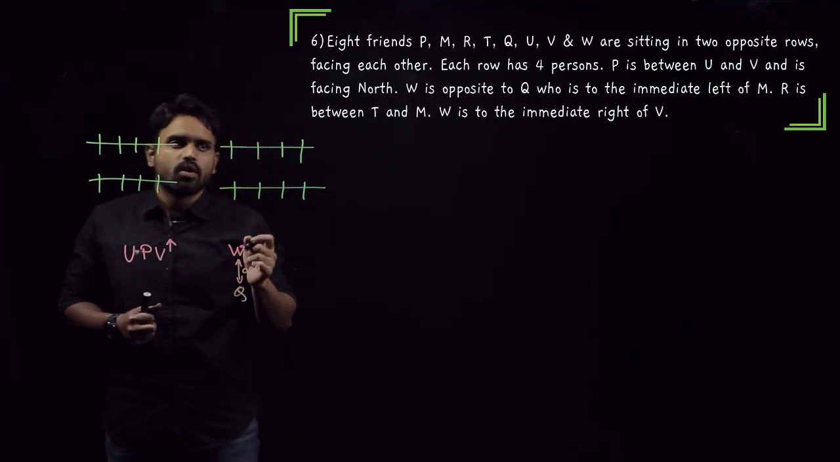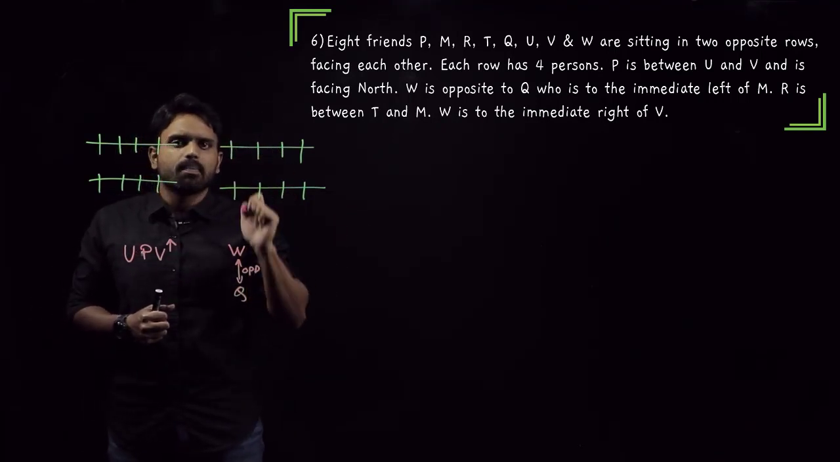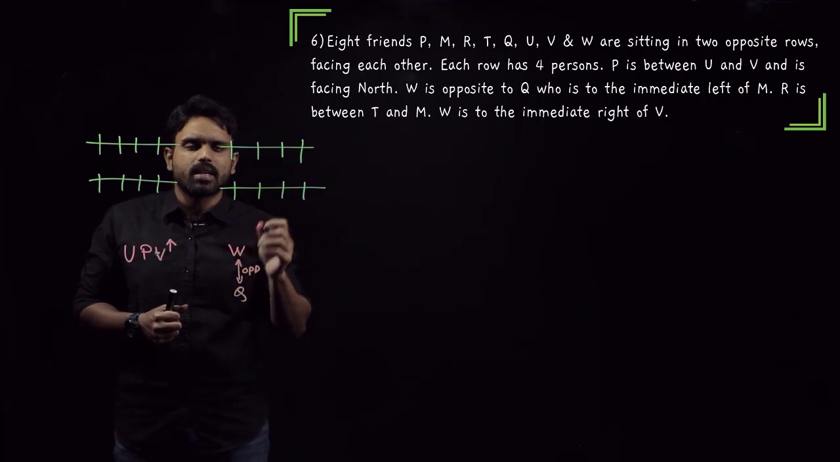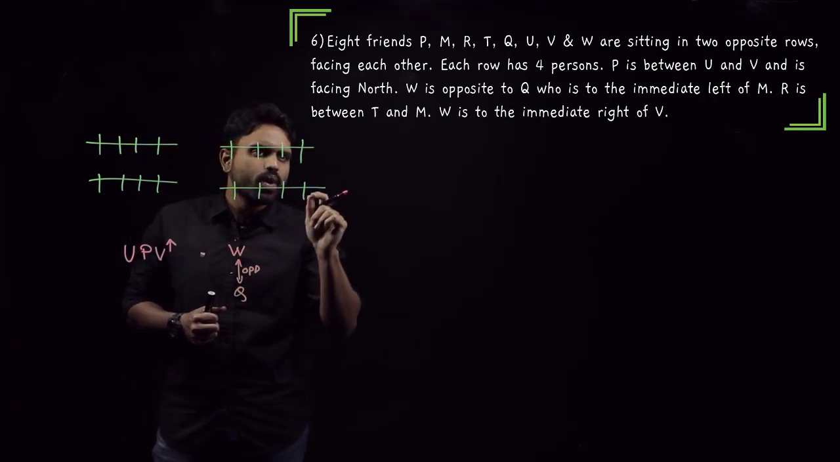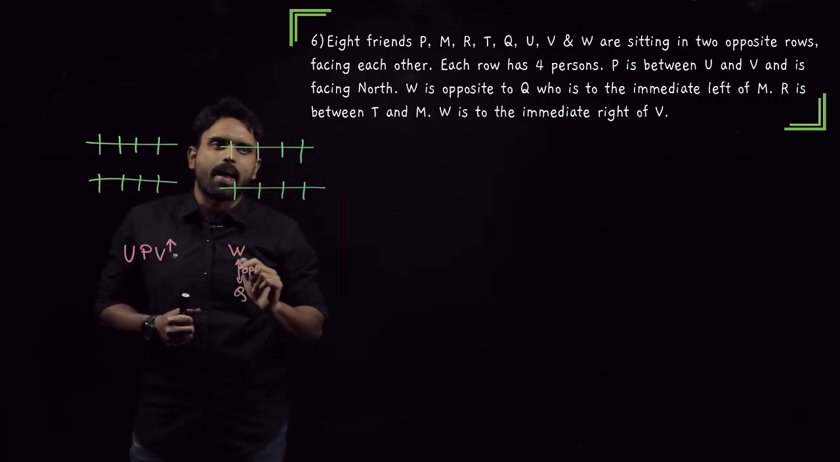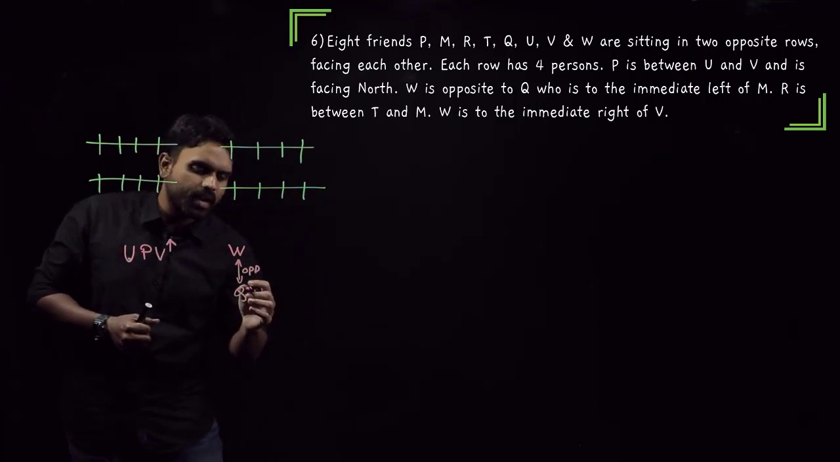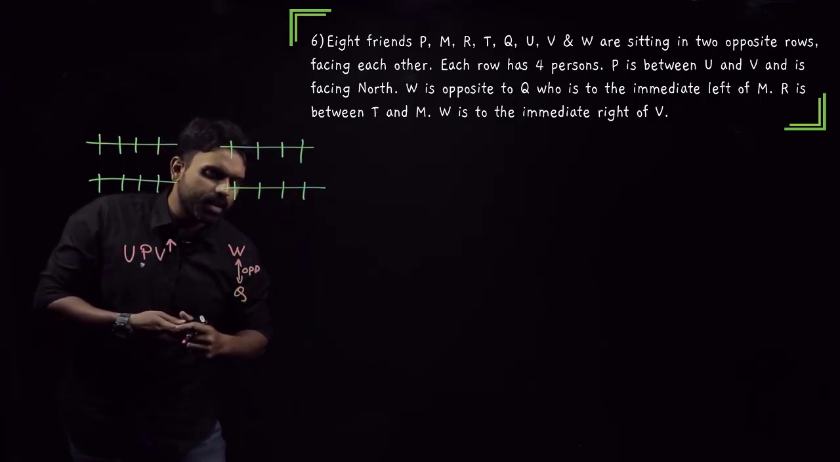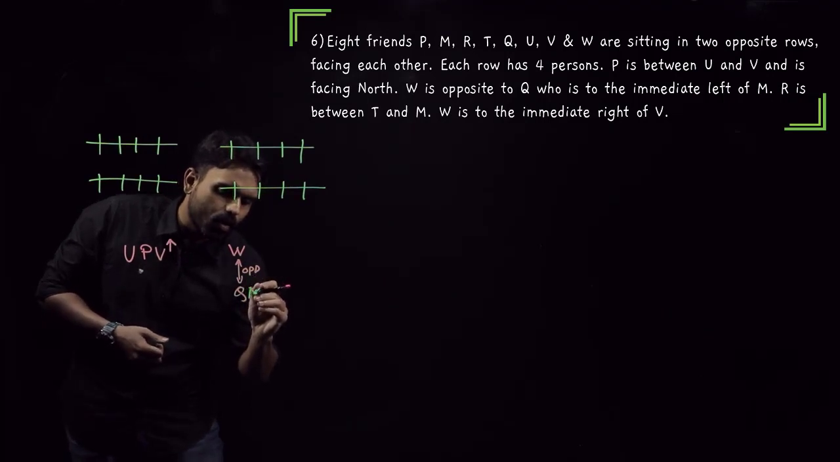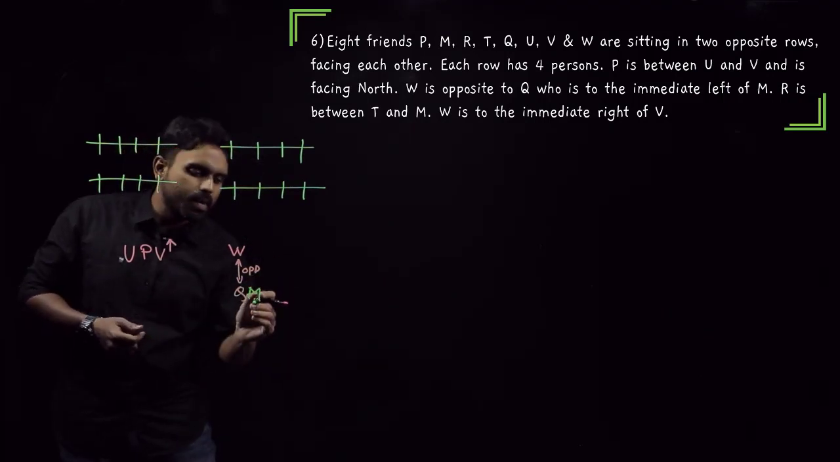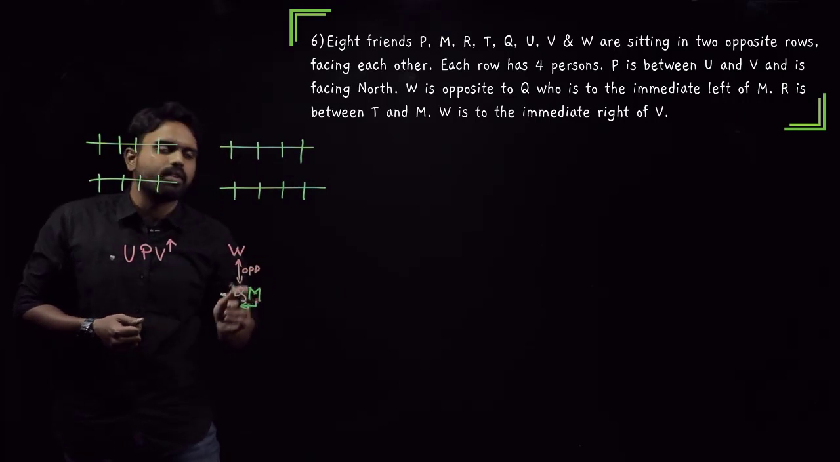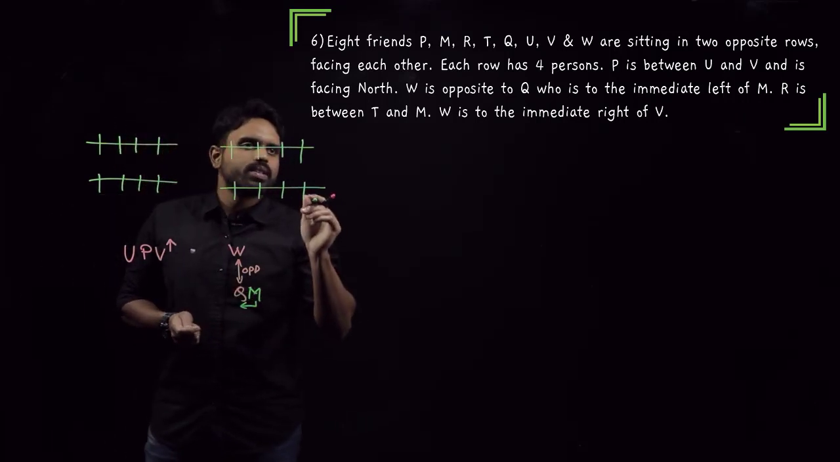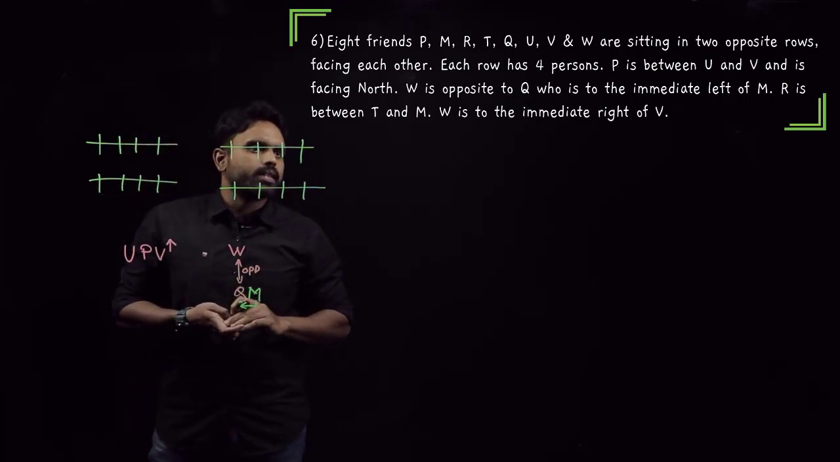Who is to the immediate left of R? Now, this is who and it is a pronoun. So, who will replace it? The person who is there. Q is to the immediate left of M. Immediate left. So, there is no space that I am leaving in between them and I will draw M here. I will give you a direction as well.